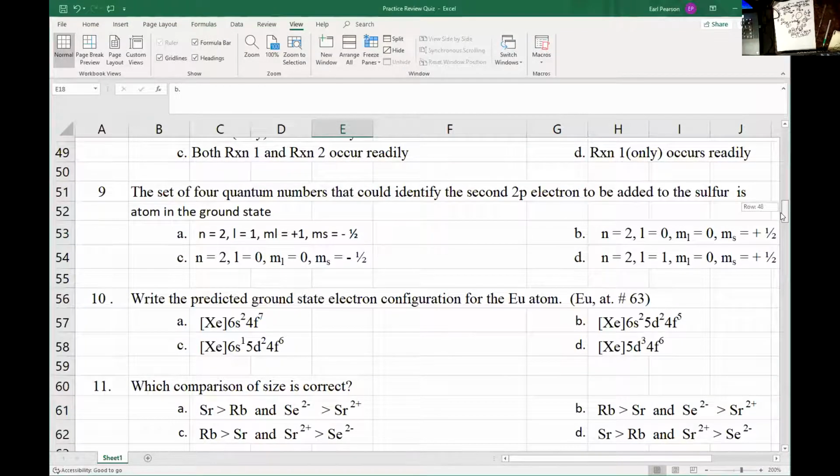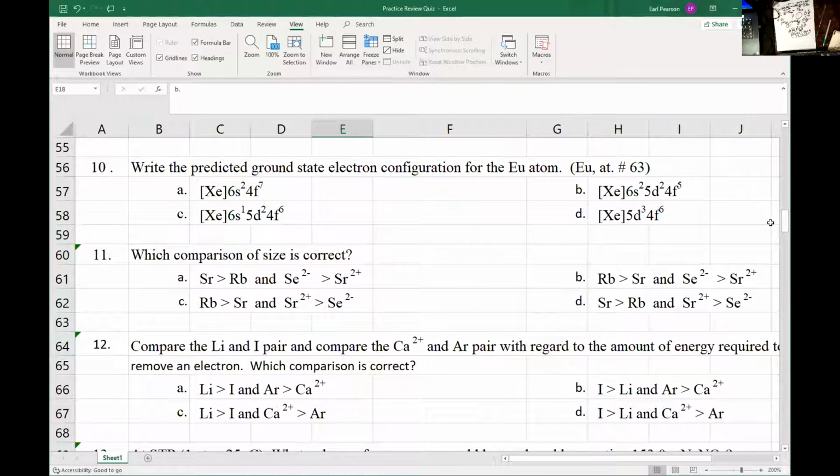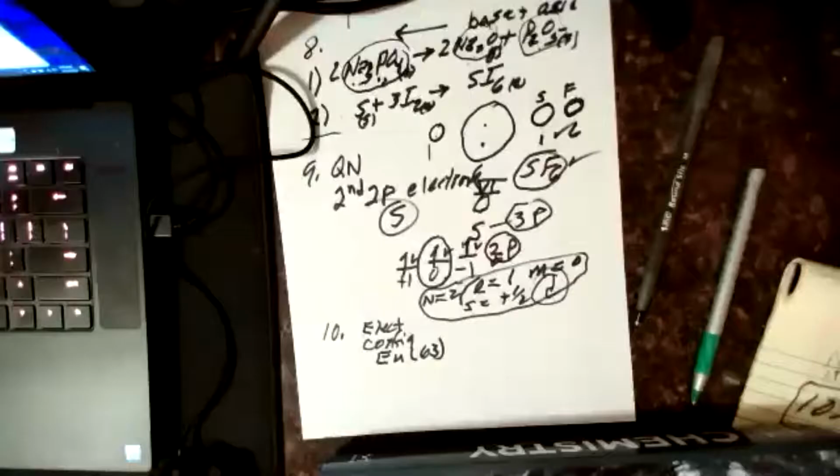Okay, number 10. The predicted ground state electron configuration for europium, number 63. So we want to get the electron configuration, and we want it for europium. And we're told it's element number 63. All right, so let's look at how we would do that.